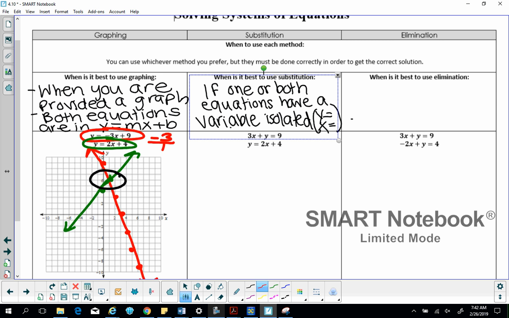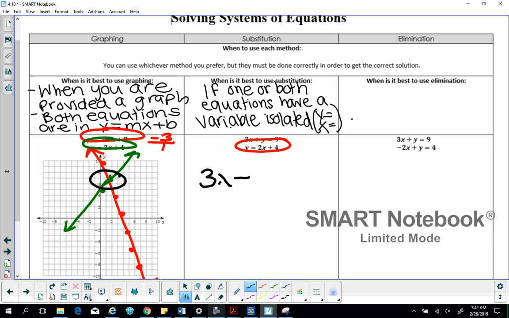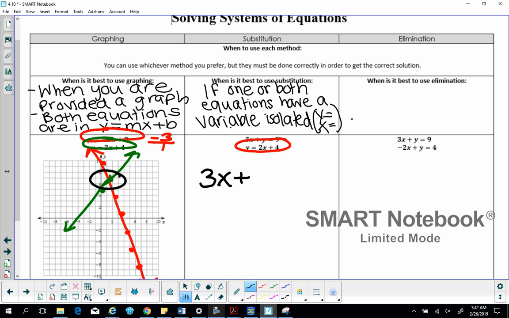Right here, I could see which of these two equations have already a letter isolated variable. The second equation, right? See how this is y equals 2x plus 4? So I circle that. So I'm just basically reviewing what we did. Then I'm writing the first equation down. And I know, what is that? So I have 3x plus y equals 9.